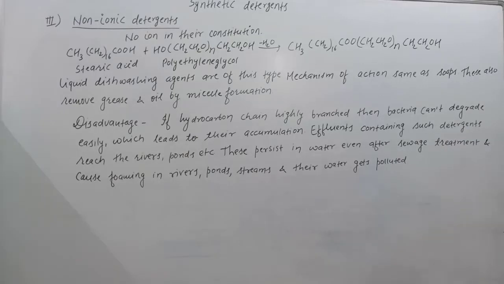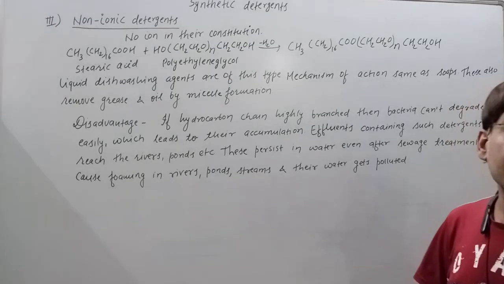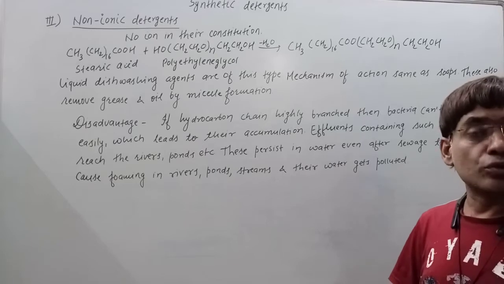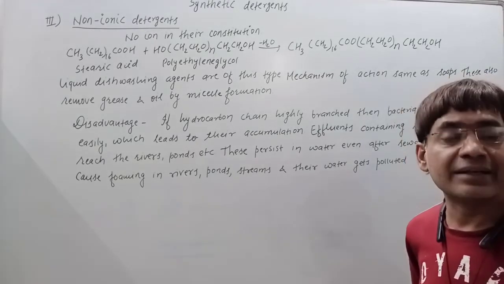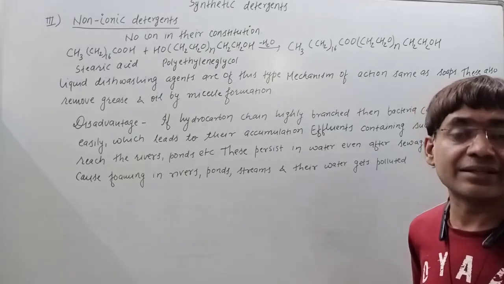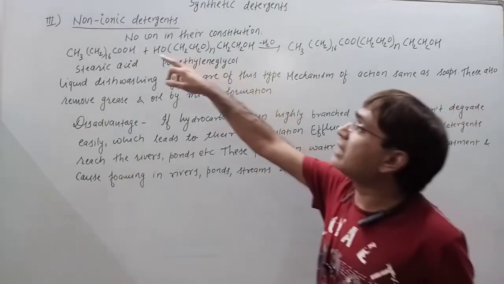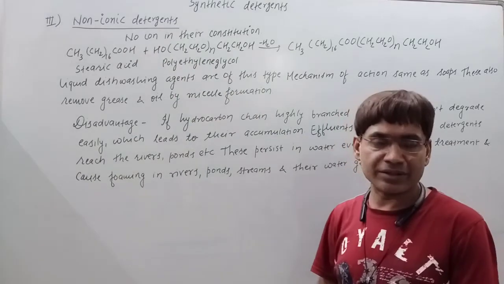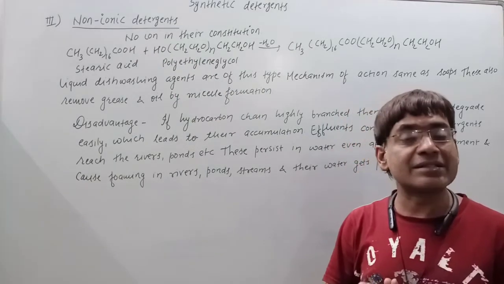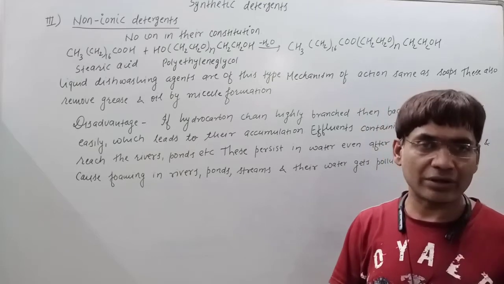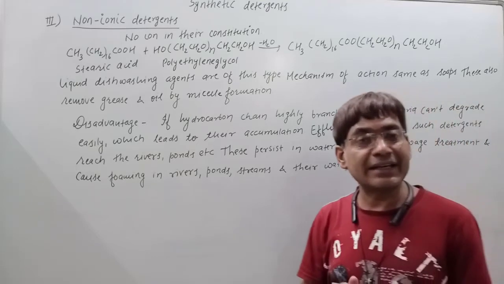Now, beta, we were studying the classification of synthetic detergents. Two classes we have discussed already. One was anionic detergent, the other was cationic detergent, and now the third class is non-ionic detergents. Detergents are of three classes. Anionic detergents and cationic detergents we have studied already.